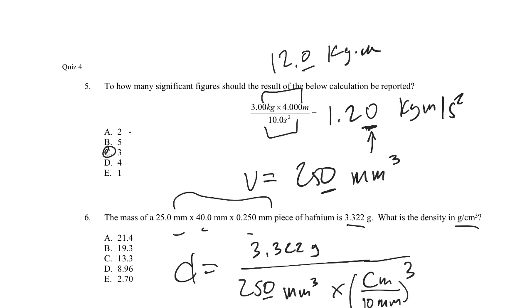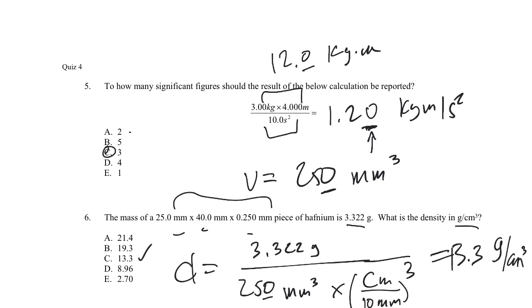And so when we cube the conversion factor, if we do this in a calculator, it should be 3.322 divided by, and I might do parentheses, 250, and within that parentheses, divide by 10 caret 3 for 10 to the power of 3. Close parentheses, hit enter. I get 13.288. And so that would be 13.3 rounded. So this works out to be 13.3 grams per cubic centimeter.